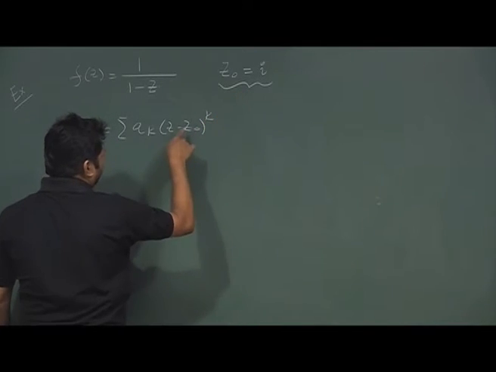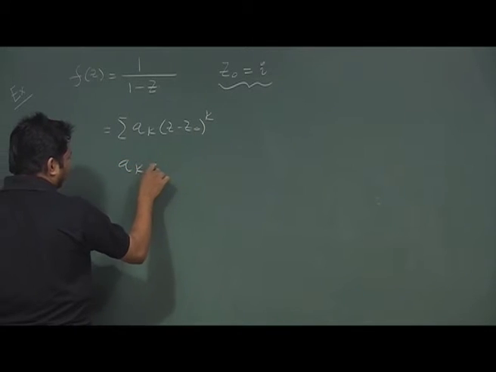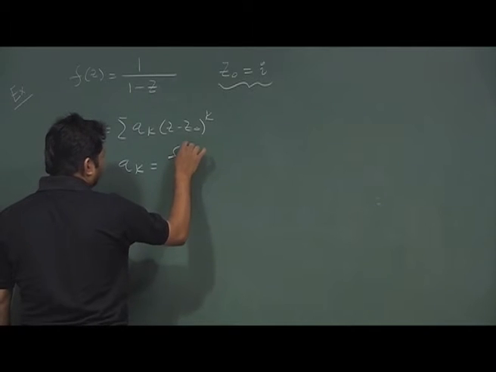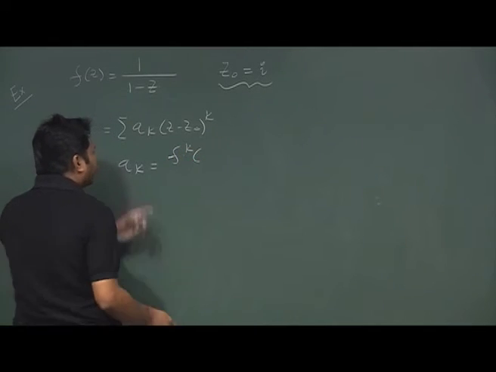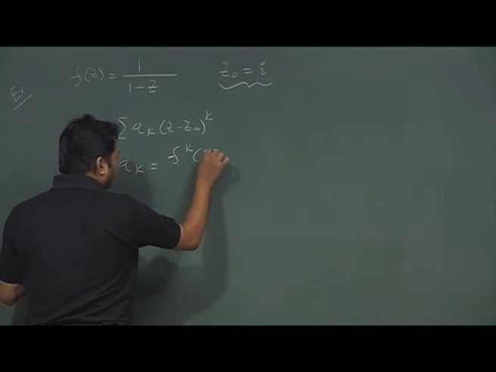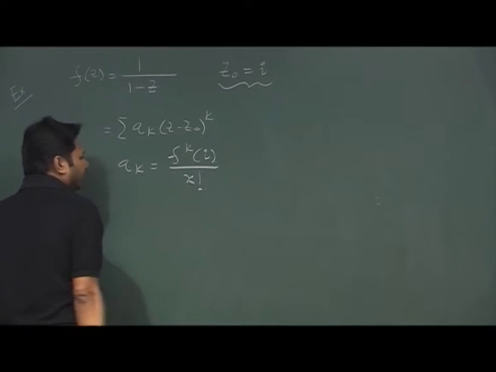z0 is given to you, so that means this is i. So a_k, how do I find a_k? You can just take derivatives. The function is given, so you just take the first, second, third or fourth derivative, up to the nth derivative. So you have a general expression of the derivative, put this value at i, and divide by factorial k.